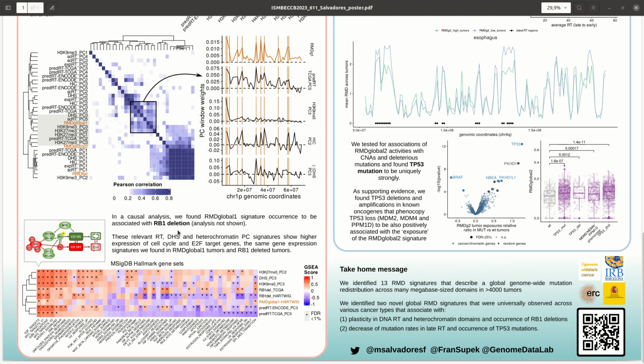We also performed a causal analysis in which we found that RMD Global 1 occurrence was associated with RB1 deletions. When we checked for the gene expression signatures at the level of the pathways, we saw that the relevant replication time, DHS and heterochromatin PC signatures show higher expression of cell cycle and E2F target genes, and the same gene expression signatures were found in RMD Global 1 tumors and RB1 deleted tumors, which makes sense because RB1 is known to be upstream of the E2F targets.